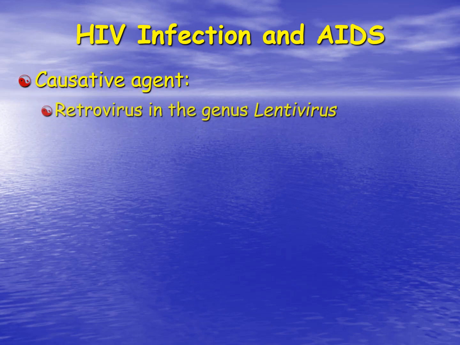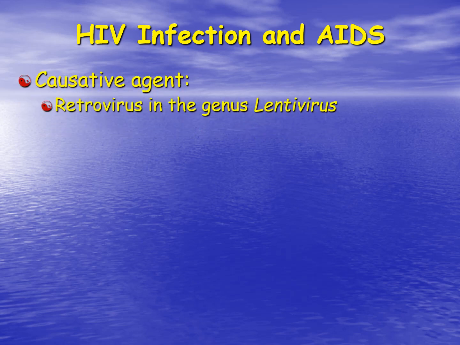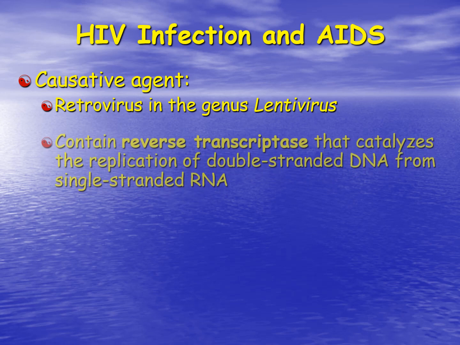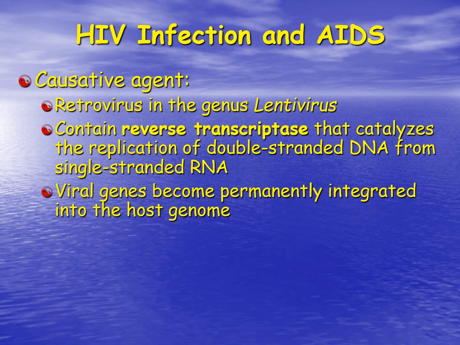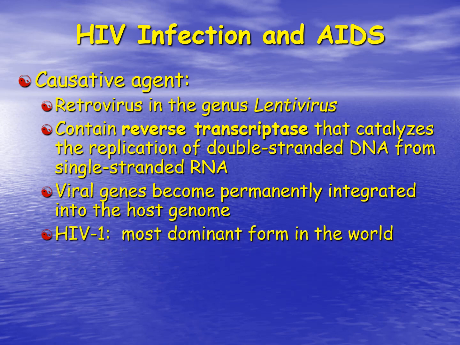The causative agent is in the genus Lentivirus of viruses in the Retroviridae family. Lenti means slow, and so this is a slow progressing disease. Again, HIV contains that reverse transcriptase that catalyzes the replication of a double-stranded DNA from the single-stranded RNA of the virus. The viral genes, as that double-stranded DNA, then become permanently integrated into the host cell's own genome.